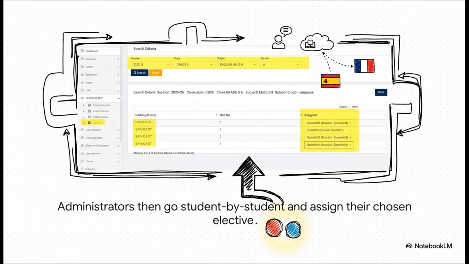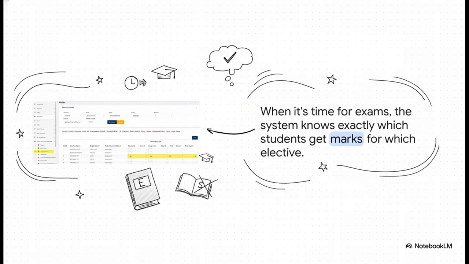This screen shows the list of students in Grade 5, Section A. An administrator can now just go right down the list and, using that little drop-down menu, assign each student to the language they chose, Spanish or French. The system now knows exactly what every single student is studying. And here is the payoff.